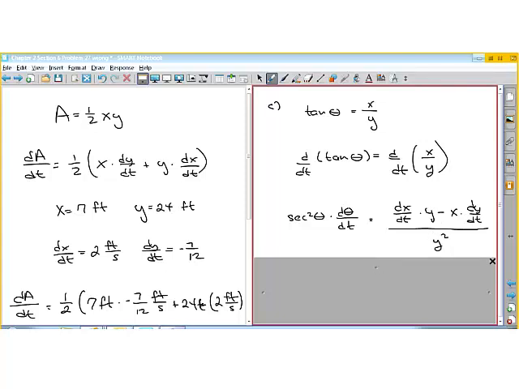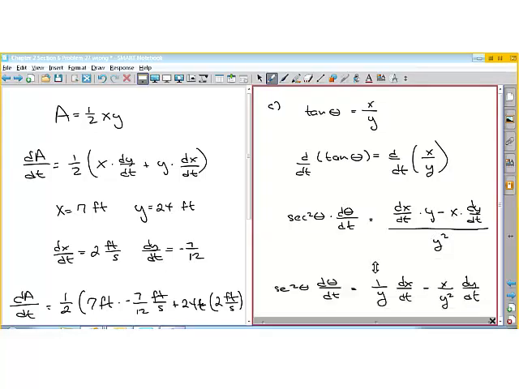all divided by g of x squared, the denominator. And I'm going to go ahead and break this into two terms. So y over y squared is 1 over y, and negative x over y squared is negative x over y squared. So we bring this term straight down, and we rewrite this. We have 1 over y times dx dt minus x over y squared dy dt.